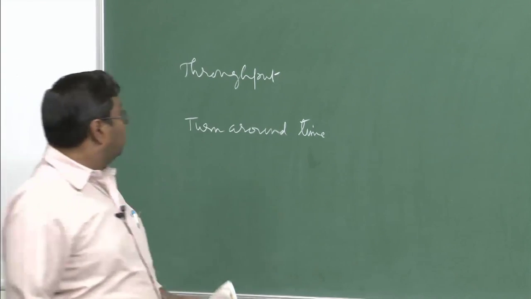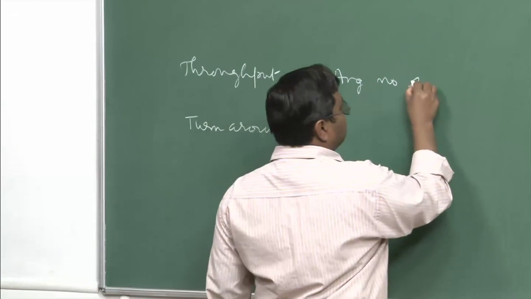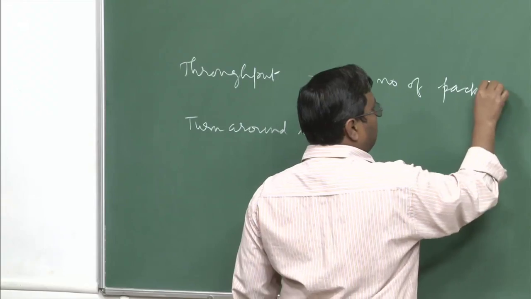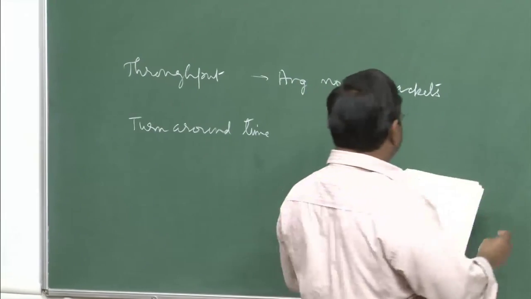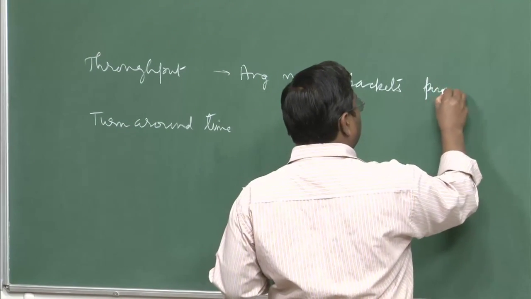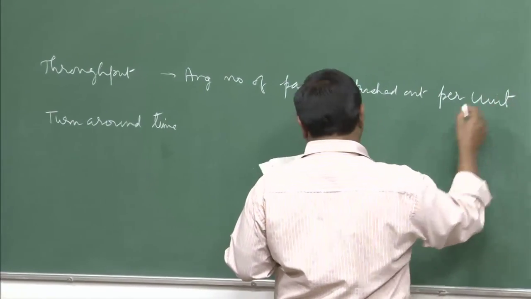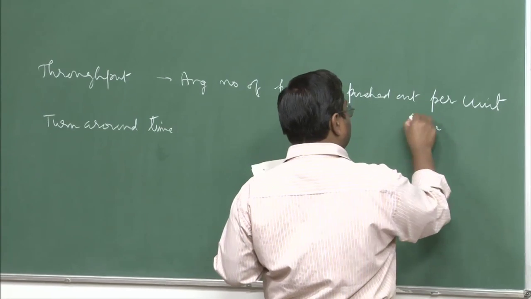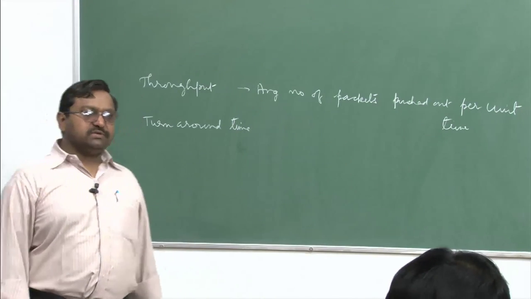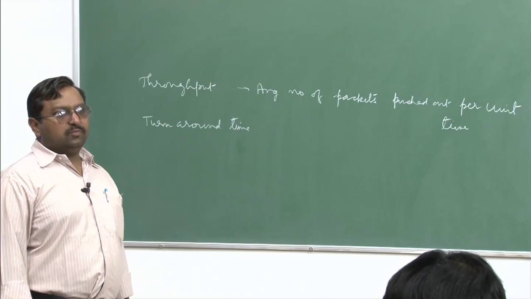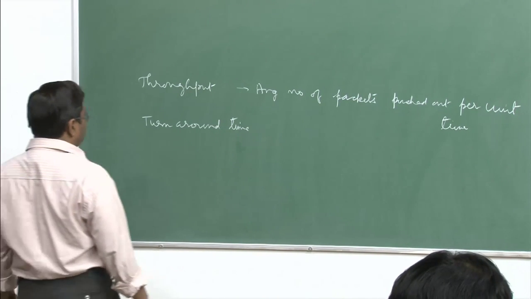The way they are defined, throughput is nothing but the average number of packets which are being pushed out per unit time. That is how throughput is taken. It has nothing to do with the input. Of course, if you keep on changing your input rate, throughput will change, and throughput ultimately should saturate.